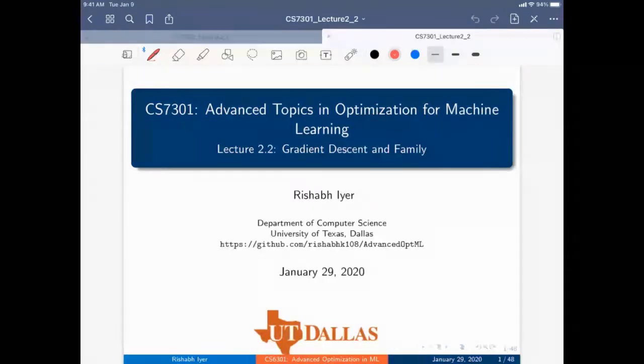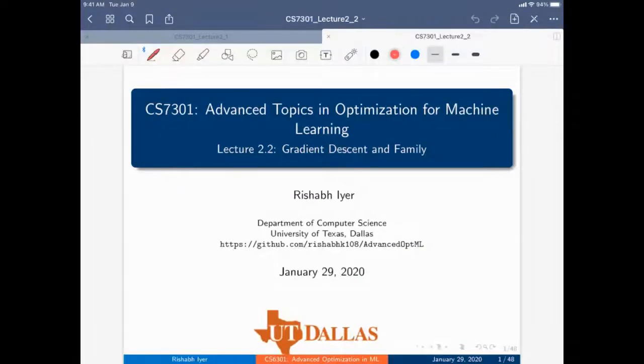Okay, with this, we actually end lecture 2.1. We have now studied convexity and different properties of convexity, optimality conditions, and properties of convex functions, as well as properties of the global and local minima of convex functions, right? So with this, we can now move to gradient descent and its family.